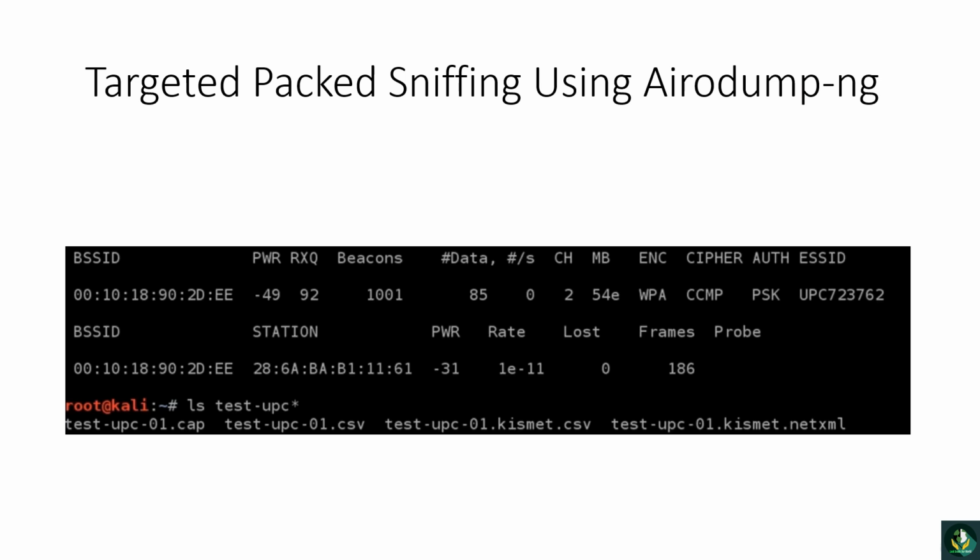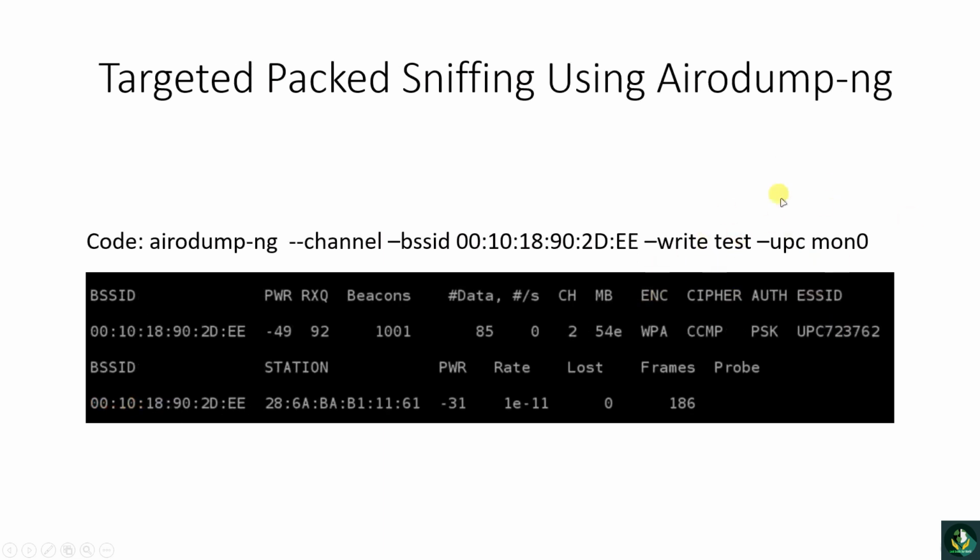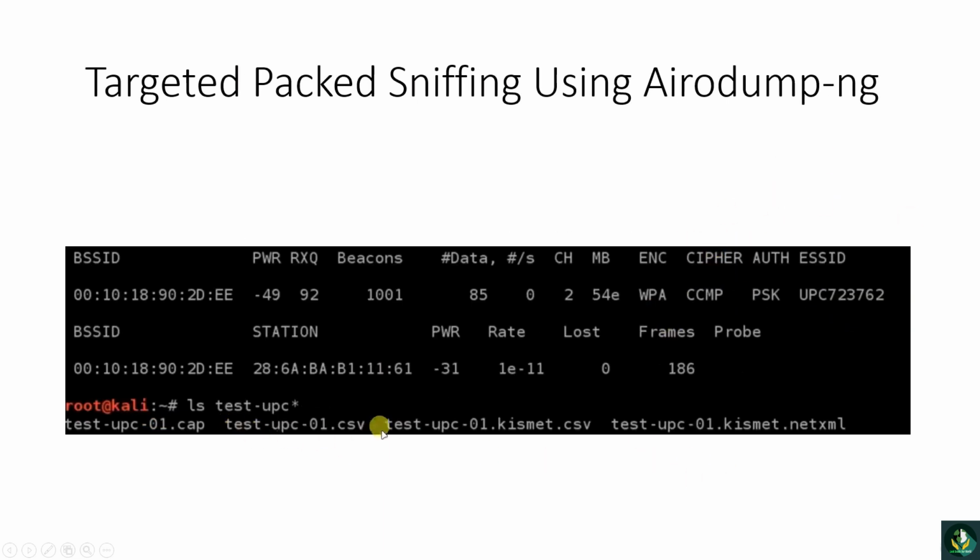What you can see is that there are lots of files, 1, 2, 3, 4. Each file has a different extension: a couple of them are cap and CSV, and one of them is kismet.netxml. If you go to your home directory where you saved this test file, you will see all of those files in your directory.